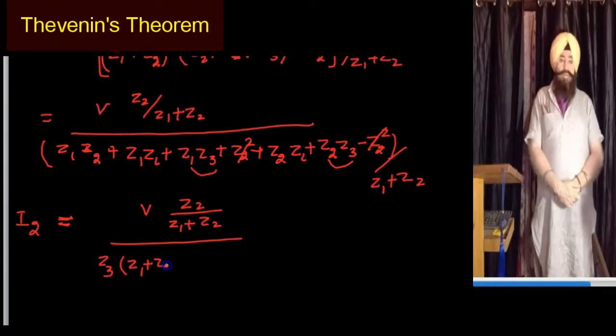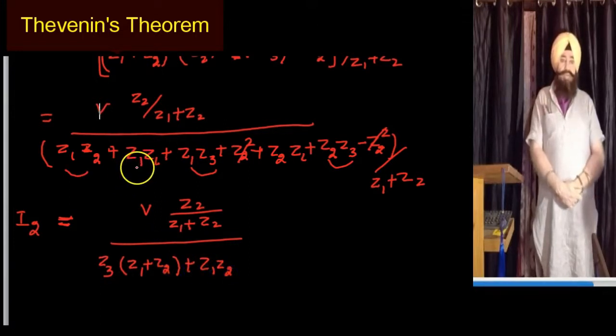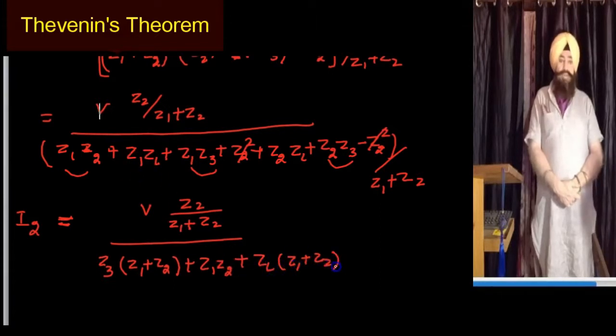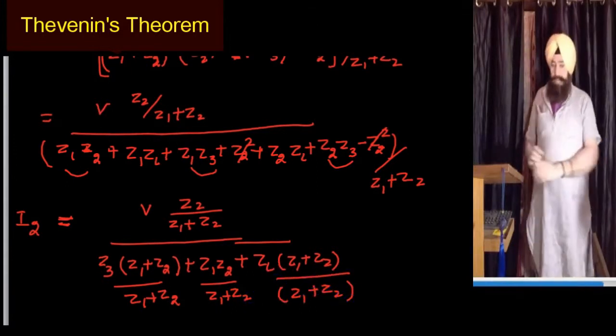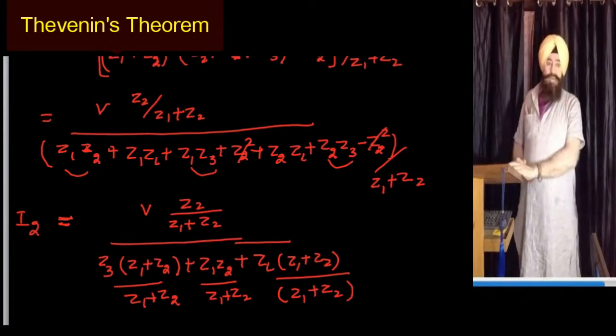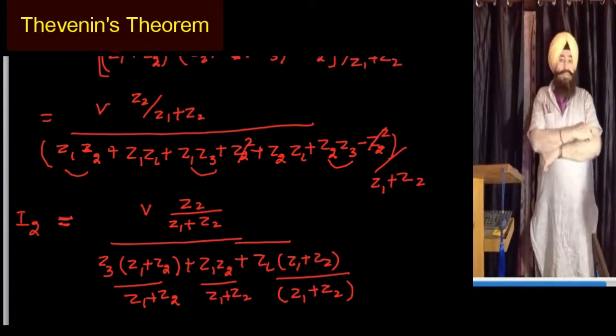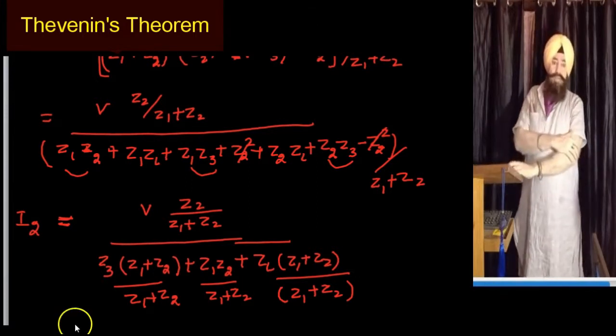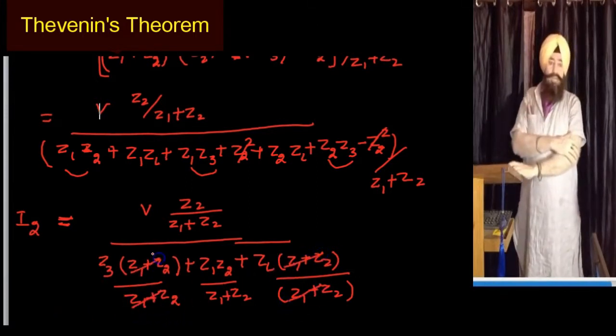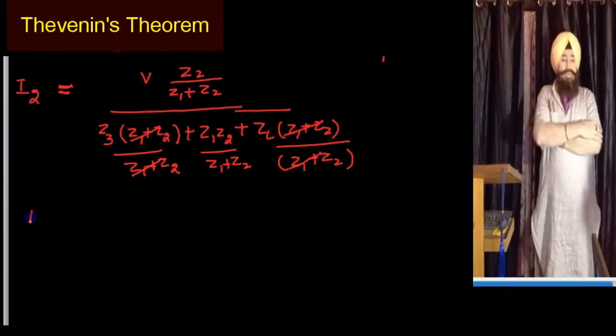Z3 is common, Z1 plus Z2. Similarly, here Z1, Z2 plus ZL is again taken as common. There were 2 terms for ZL. Now each is divided by Z1 plus Z2. Z1 plus Z2 then cancels out.